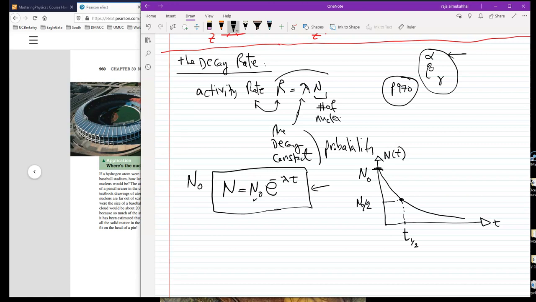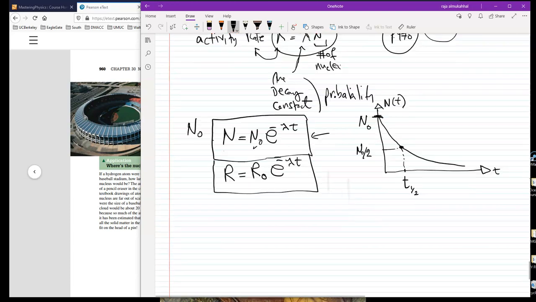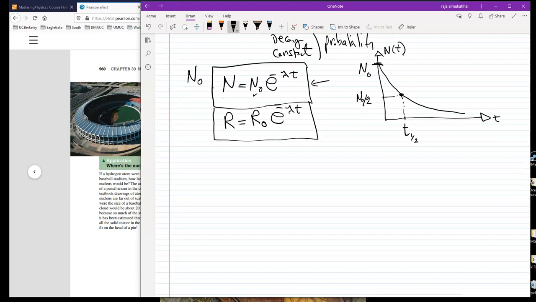Now there is a link between the decay rate R equals lambda n and this formula right here, and it's given by the activity rate is equal to R naught, the initial activity, e to the minus lambda t. That's another formula. I'm just going to put in the formulas, then I'll show you some examples. Also, there is a way to calculate the half-life, and it's equal to natural log of 2 over lambda.